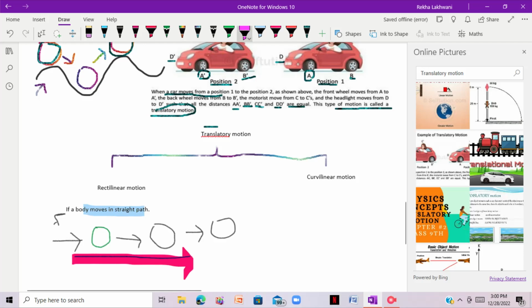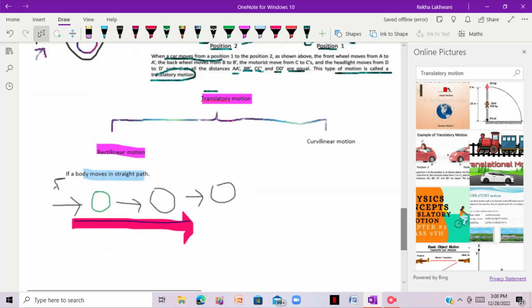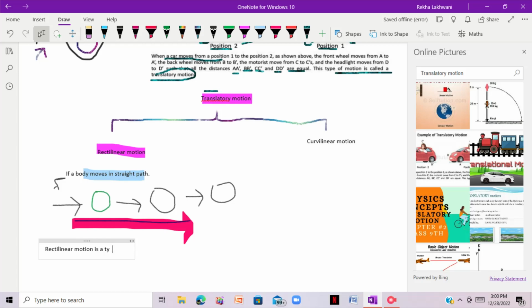Rectilinear motion is a type of translatory motion. It is a type of translatory motion. Let me highlight this for your convenience. Rectilinear motion is a type of translatory motion, right?